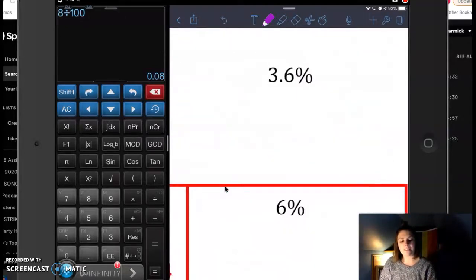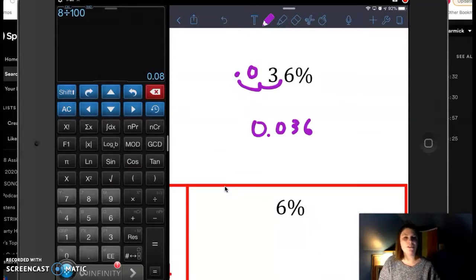Finally, we have 3.6. Again, if I were to use the decimal method, I would get 0.036, put that extra 0 in front because we're being prim and proper. However, you could always just do 3.6 divided by 100 on your calculator and get that same answer.